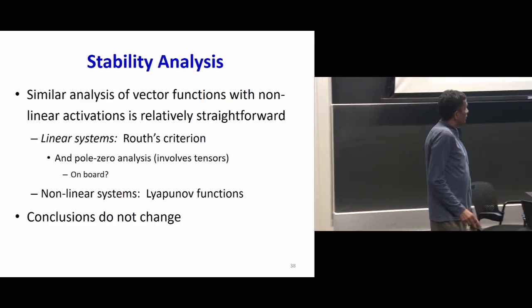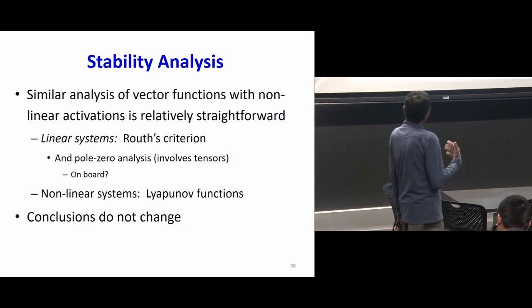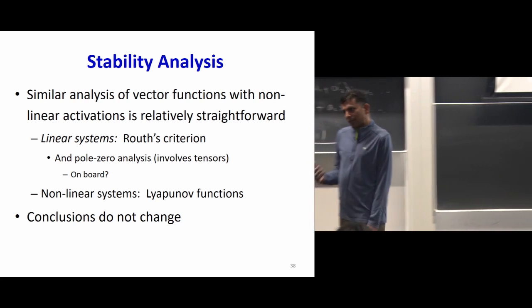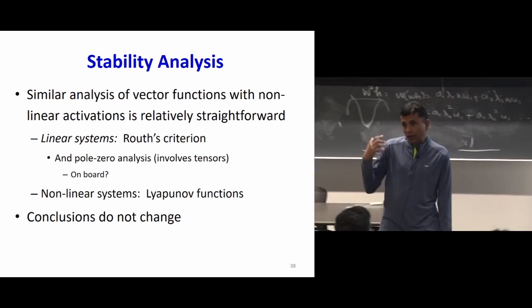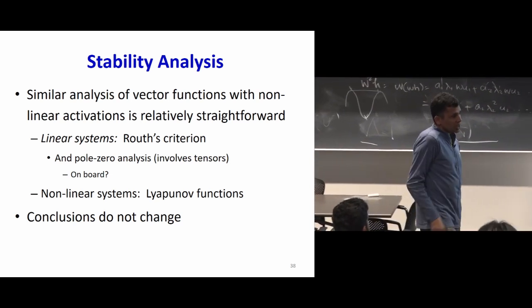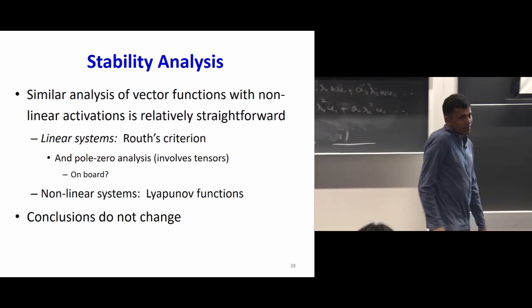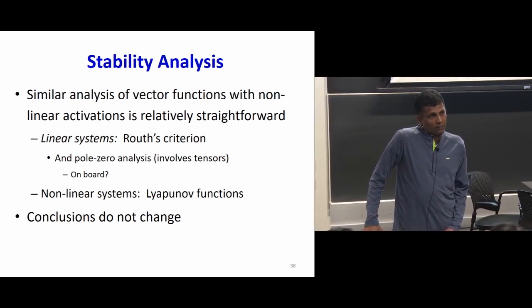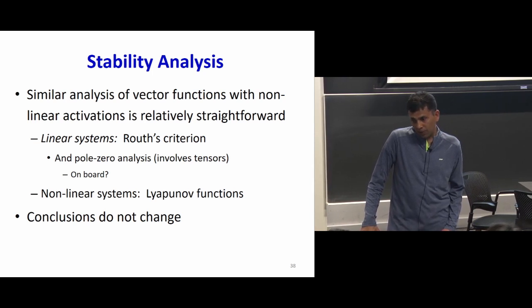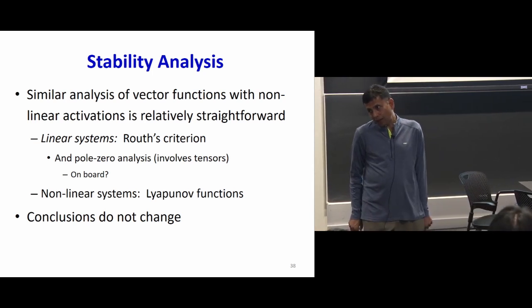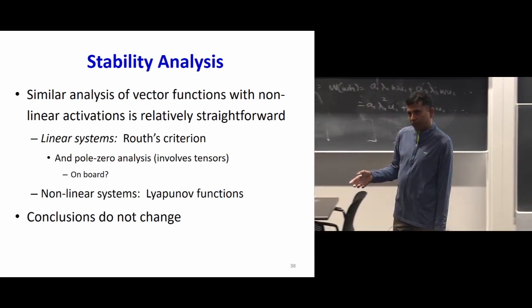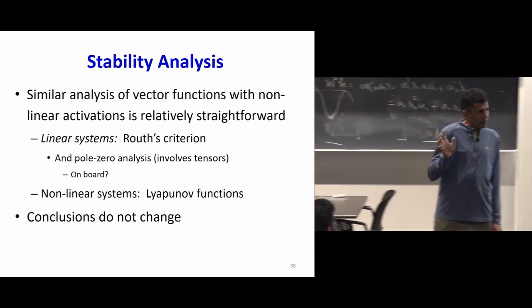But regardless of all of this, if you actually go through all of the analyses, you'd have to go back and again look at all of the Routh criteria and Lyapunov functions and so on. The overall conclusions do not change. These systems are fundamentally unstable. If you have bipolar activation functions, you have some hope of retaining memory for some time. And if you have unipolar activation functions, they're going to blow up or they're going to saturate. Right? Questions?